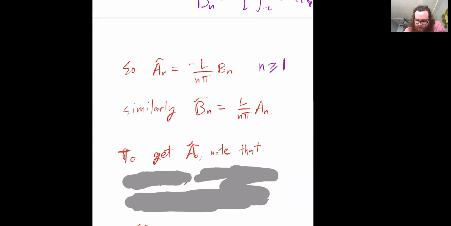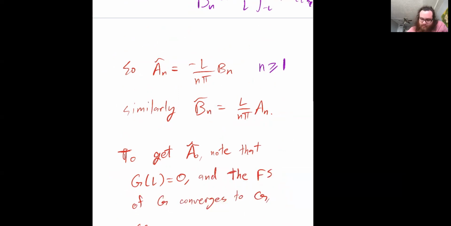Note that g of L is equal to 0, which is what we computed above. So what does this give us? The Fourier series of g converges to the function g itself, at least on the interval negative L to L. So what we're going to do is plug L into the Fourier series of g, where we've computed almost all the coefficients.